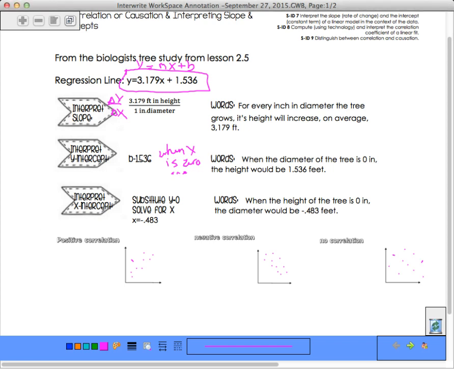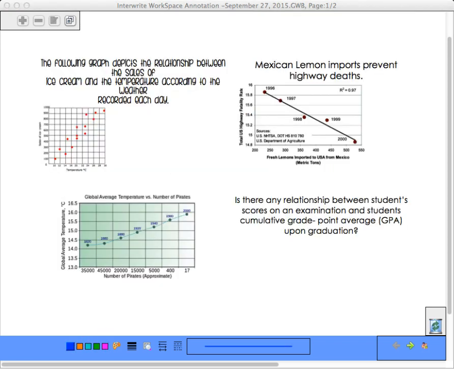All right, now we need to talk about causation and correlation. Causation means something causes the other thing to happen. There's a direct relationship between the two. Correlation just means they happen to occur at the same time. So we're going to label either causation or correlation.